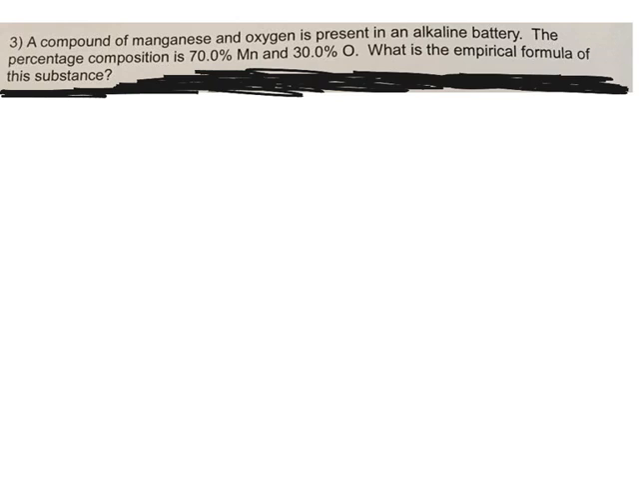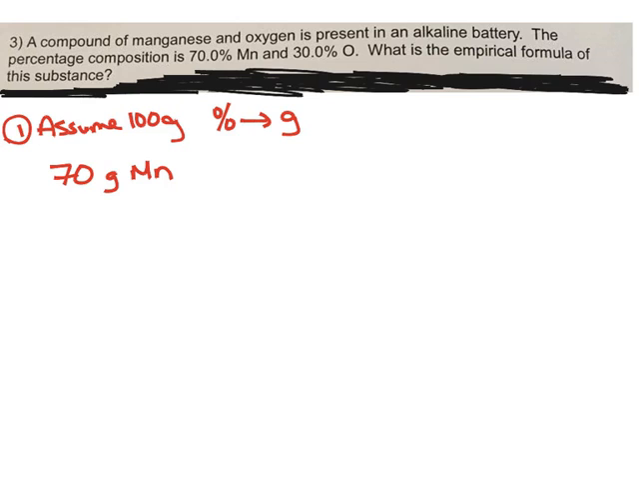When we're doing this, we're used to converting grams into moles by using the molar mass. So if we're given percentages, what's nice to do is to assume that you have 100 grams, so that way you can change percents directly into grams. By assuming I have 100 grams of the entire substance, I can say I have 70 grams of Mn, and I have 30 grams of O.